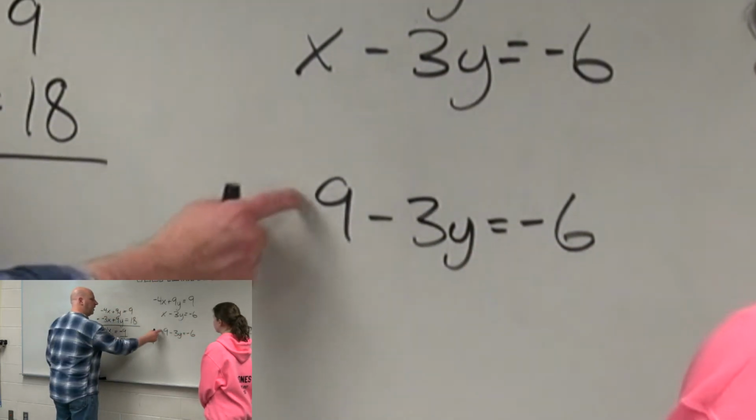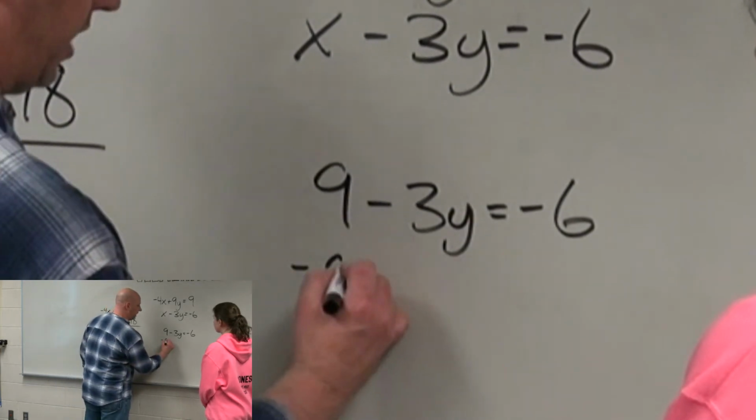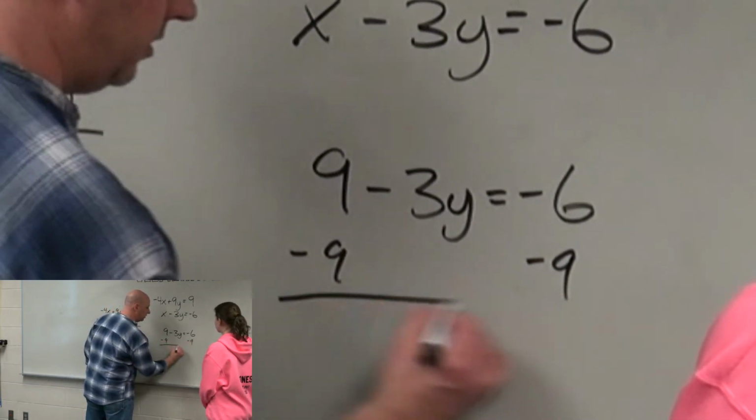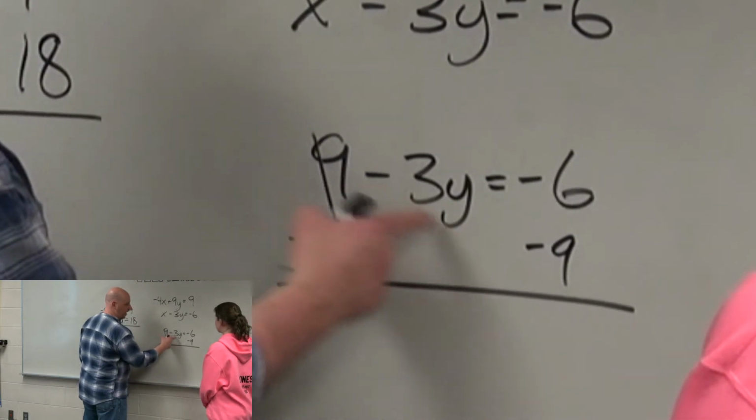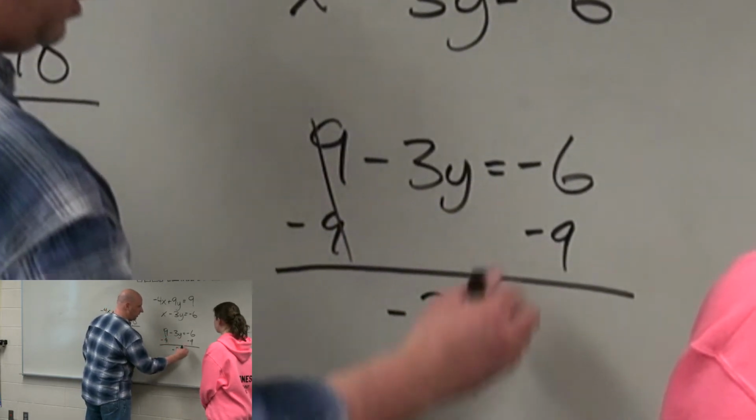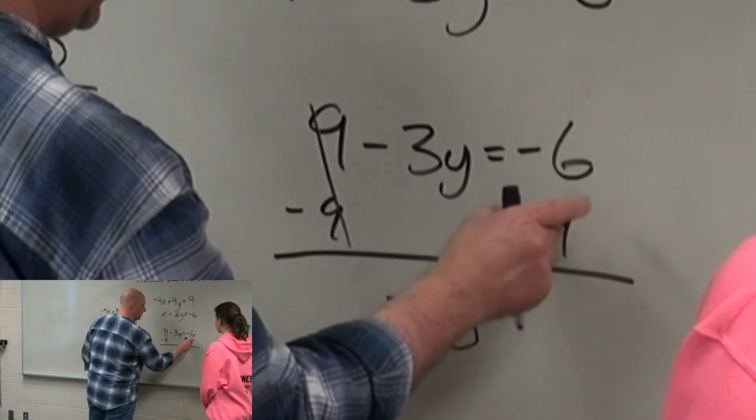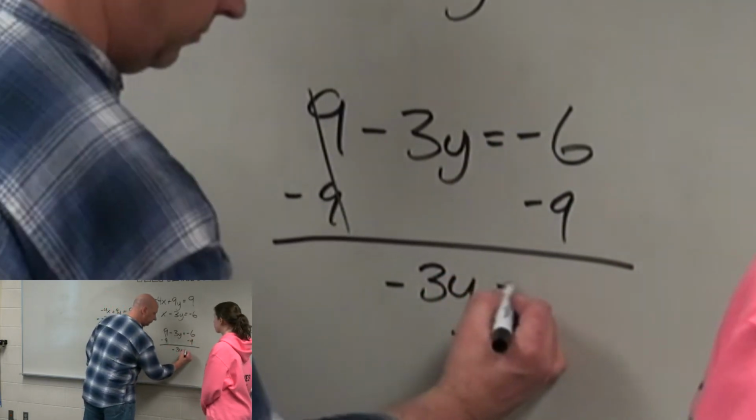Okay? I want to get rid of the 9 first, so I'm going to subtract 9 from both sides. They're gone here, leaving a negative 3y. And then, what is a negative 6 and a negative 9? Positive 15. Yeah!